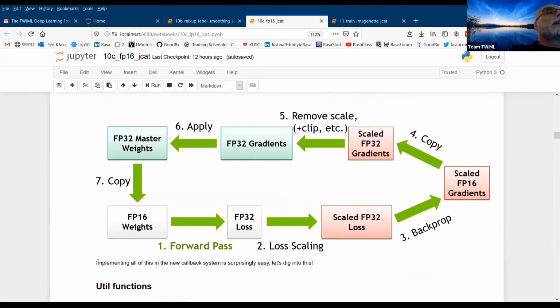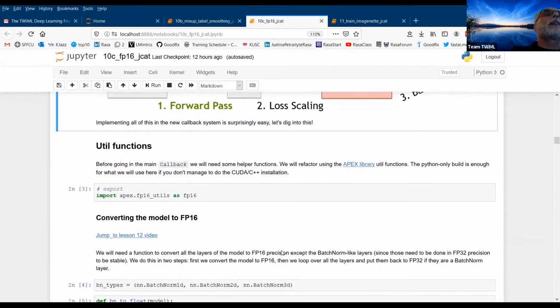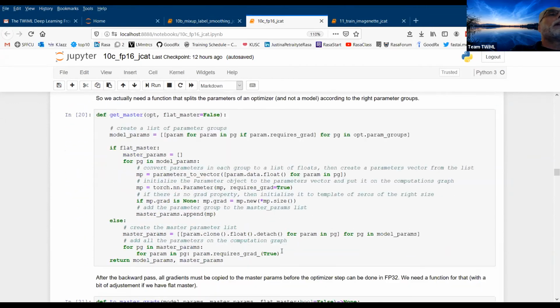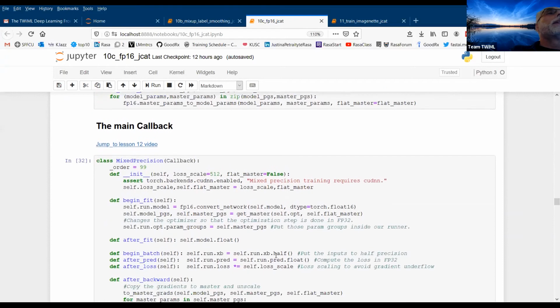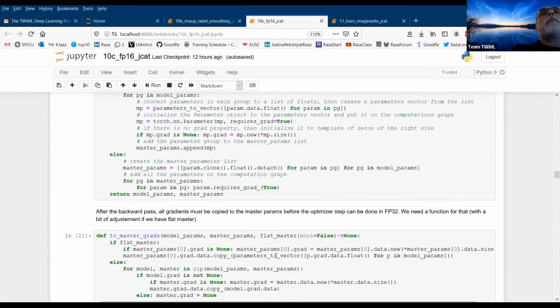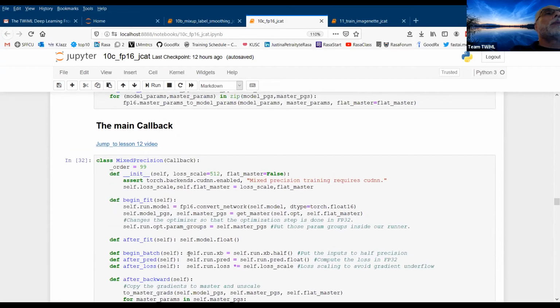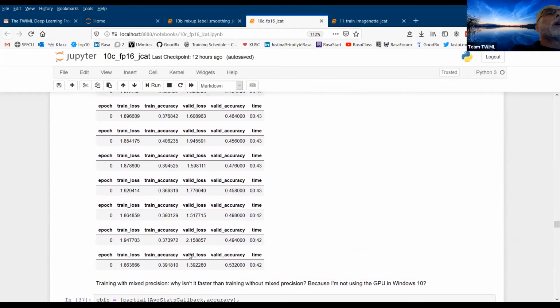Here it is. Here he says, implementing all of this in the new callback system is surprisingly easy. What's surprisingly easy for Jeremy is not surprisingly easy for me, because I found plowing through all this stuff really heavy duty. I got through part of it, and I just decided, no, I'm not going to go through this whole thing. So anyway, he ends up building a callback to do this mixed precision. And then you can run with it.